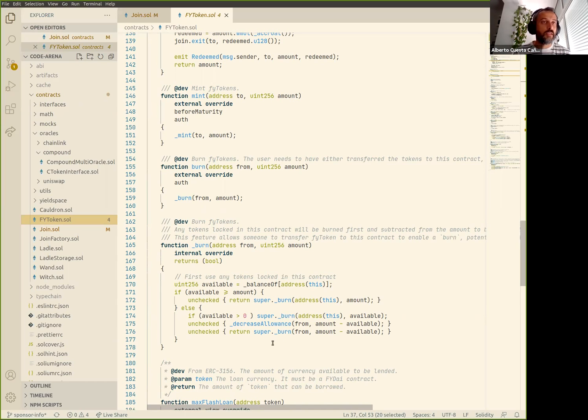To do that, we just check our own balance, the balance of the FYToken. The FYToken shouldn't hold any FYTokens itself. So if it has any, it's because someone has sent them there. If you send your FYToken, you better burn them in the same transaction, or some bot will do it for you.